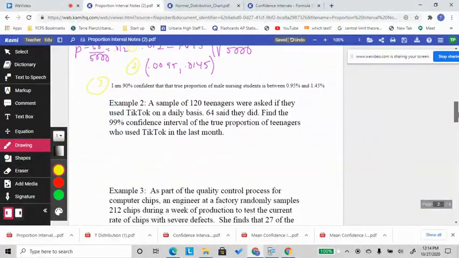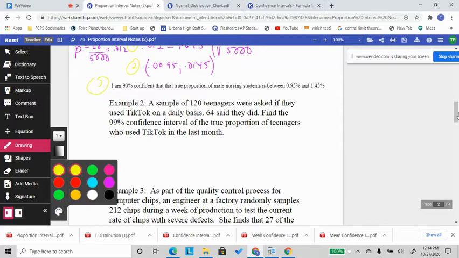All right, let's look at another one. Example 2. A sample of 120 teenagers asked if they use TikTok on a daily basis. 64 said they did. Find the 99% confidence interval of the true proportion of teenagers who use TikTok. All right, so why don't you pause and try this one? You do not have to copy the formula down like I do. I just like copying the formula down just so that you can kind of follow along.